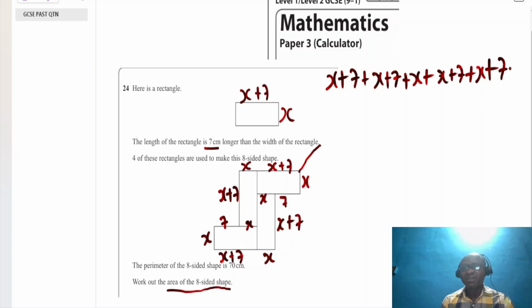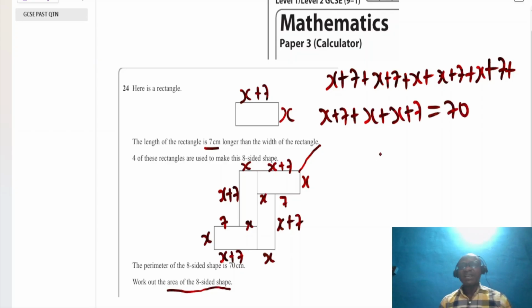That is 7. Next is going to be x plus 7, the vertical part, x plus 7. And next is going to be this x. Then I have x. And lastly, I have x plus 7, x plus 7. So the whole of this is going to be equal to 70 cm. This equation that I have established is going to help me get the actual value of x, which represents the width. From there, I can add it to 7 to get the length of the rectangle.